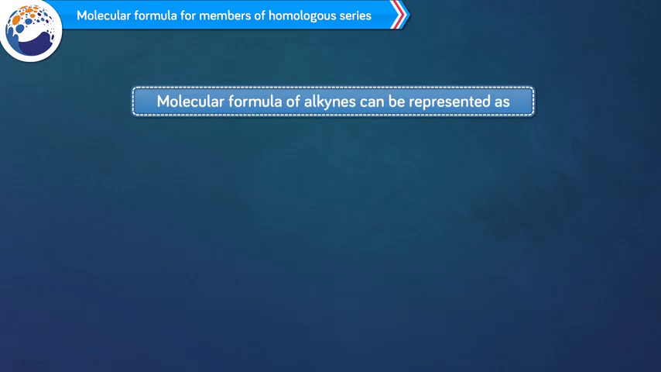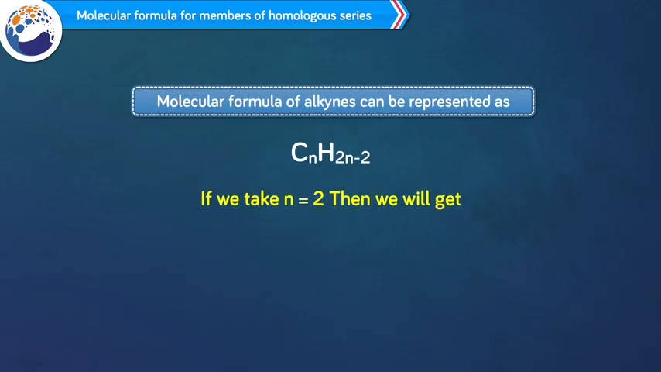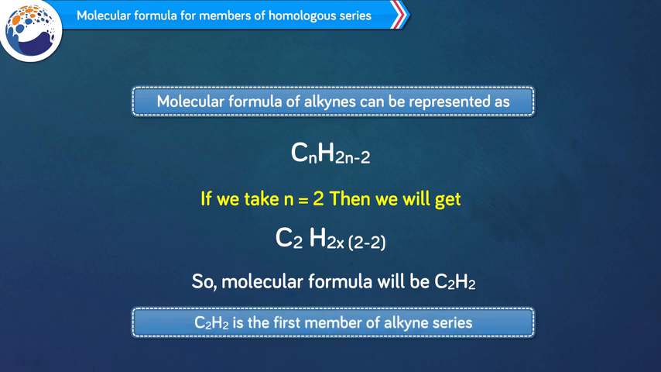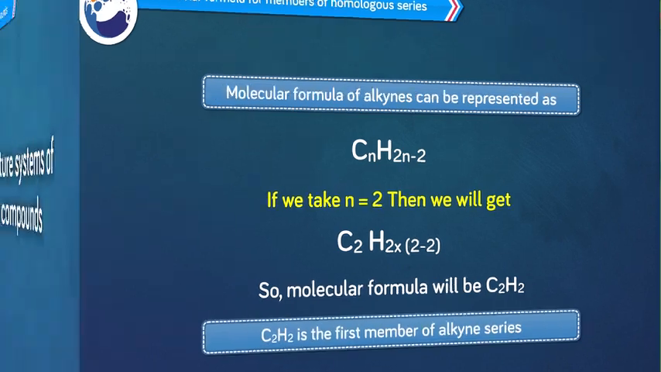Molecular formula of alkynes can be represented as CnH2n-2. If we take n equal to 2, then we will get C2H(2 into 2 minus 2). So the molecular formula will be C2H2. C2H2 is the first member of the alkyne series.